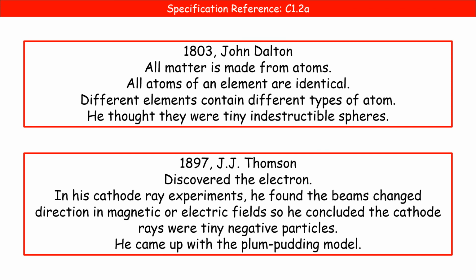Next up is Thomson, so J.J. Thomson. He was the one that discovered the electron. Now, he carried out experiments called cathode ray experiments, and by observing what happened to those beams, he then came up with the idea that cathode rays are actually tiny negative particles, which he called electrons. From that, he then devised what we refer to as the plum pudding model. So what that means is we've got basically a positive cloud, if you like, with these little negative electrons scattered through it.